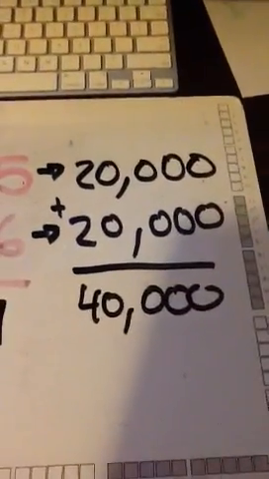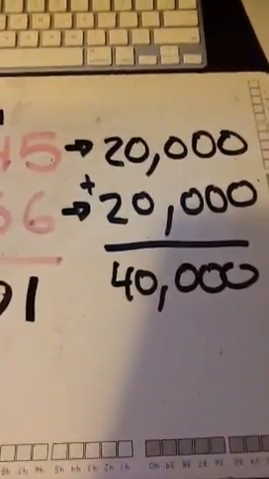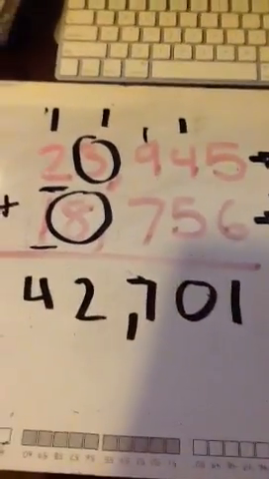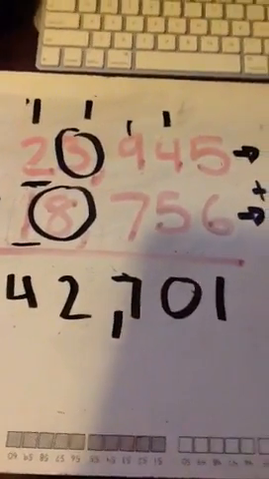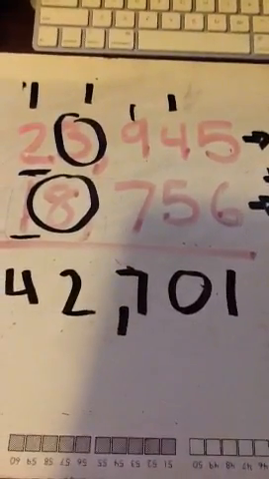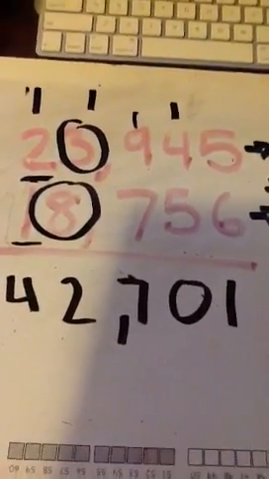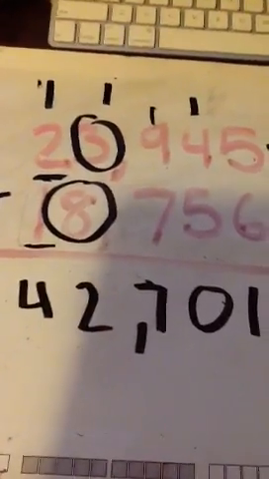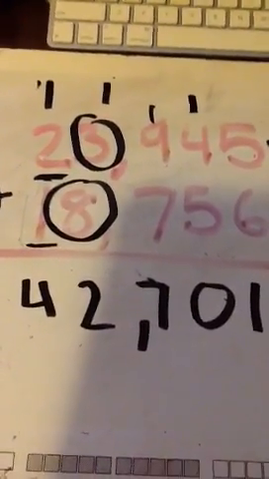My estimated answer was 40,000. Since my two answers are close to each other, I can say that my answer is reasonable. Later in the week we're going to be using the inverse operation, subtraction, to check this. So we will be working on that in class.